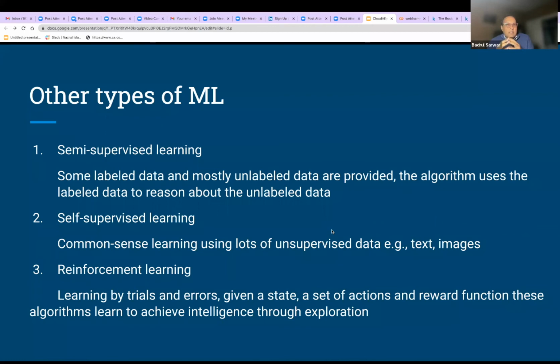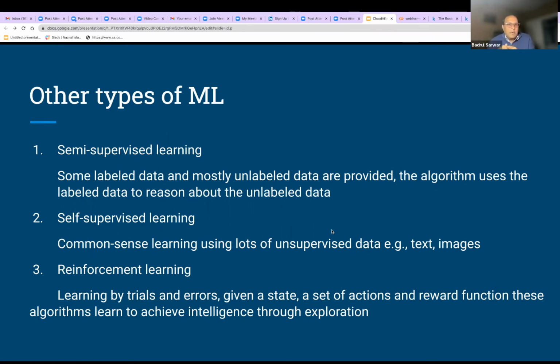And there is self-supervised learning. It's actually becoming very, very important nowadays. It uses common sense learning and is becoming very important in some of the models that we'll see later on, such as BERT and word2vec, or word vector type of algorithms, where they actually take unsupervised data and then create a supervised learning task out of that.